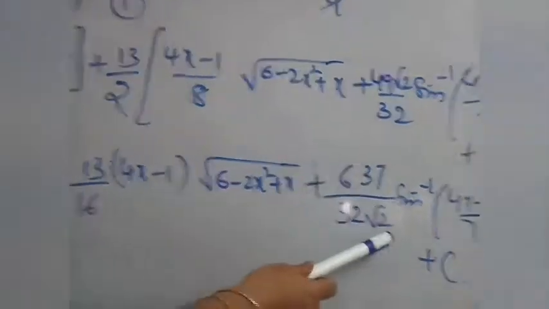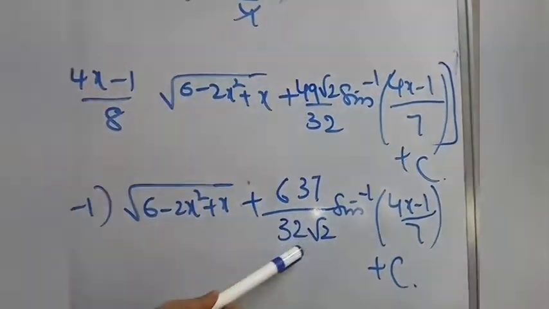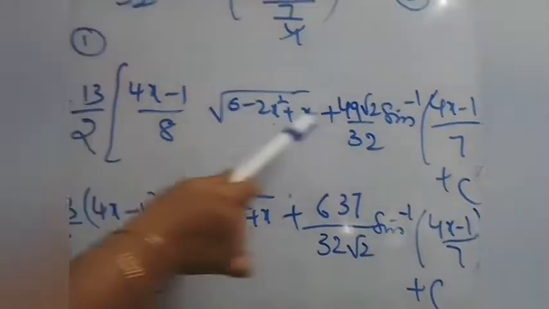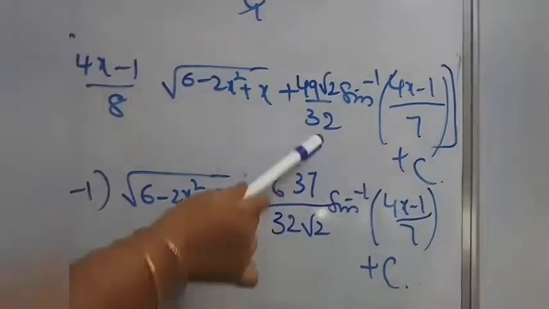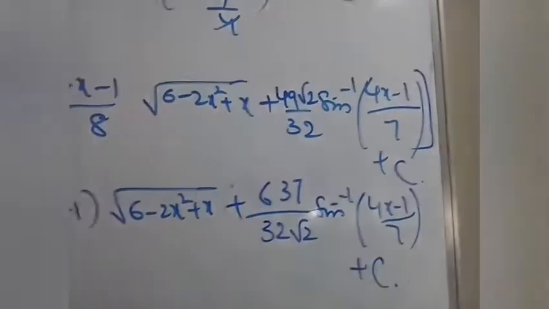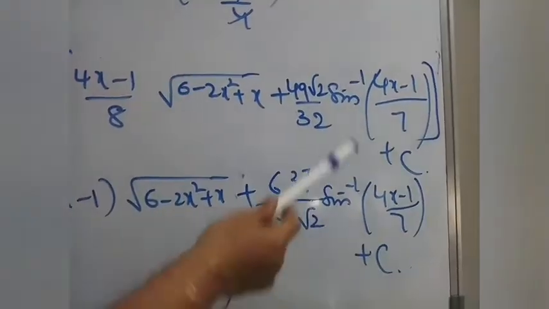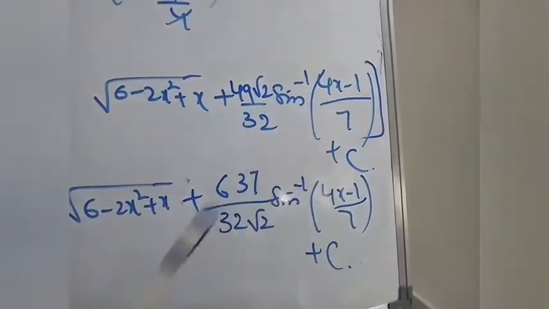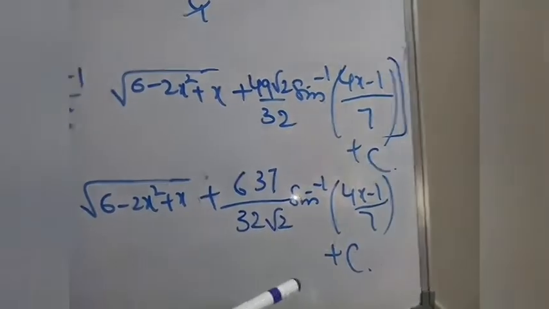Then we have in the denominator root 2, and in the denominator 32 is also there. That is 13 into 49, 637 by 32 as it is. Root 2 by 2 is nothing but 1 by root 2. And sin inverse (4x minus 1) by 7 as it is, plus c.